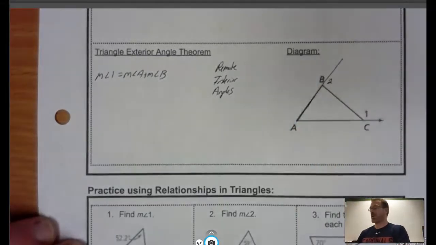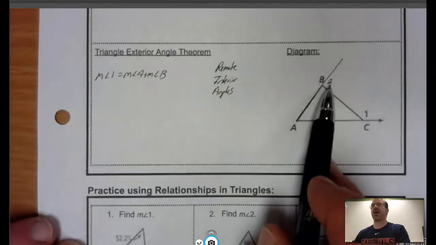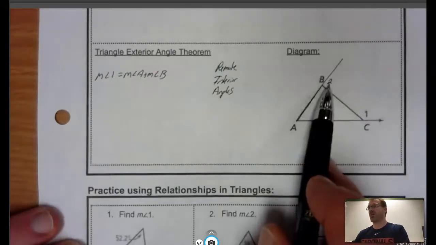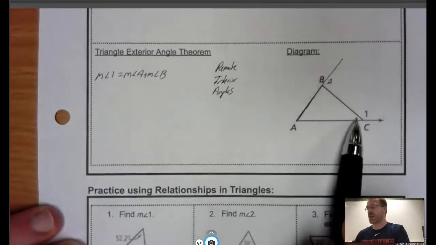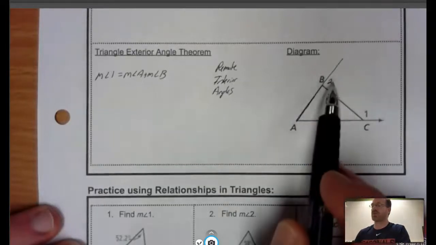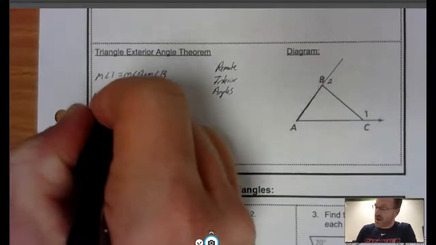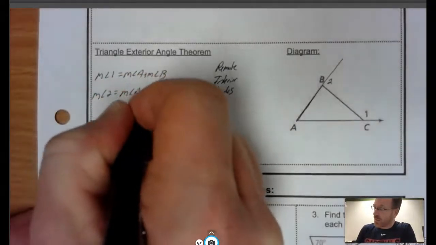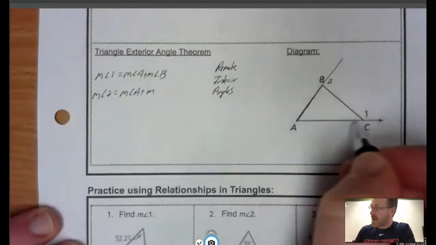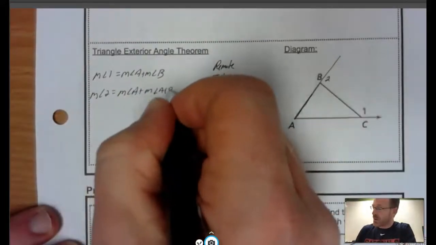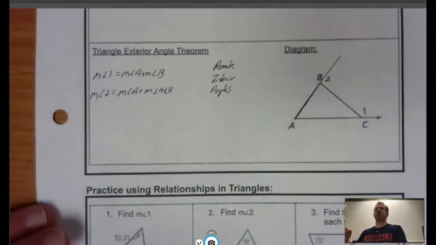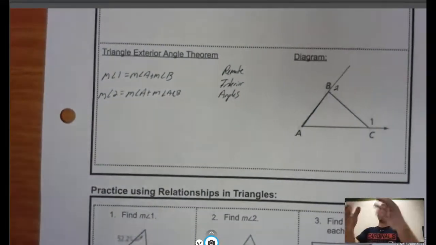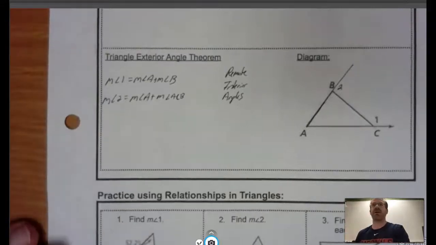All right, so now when we think about this, this is an exterior angle. The remote interior angles for angle 2 would be angle A and then angle ACB on the inside here. So the measure of angle 2 would equal the measure of angle A plus the measure of angle ACB. I have to use ACB here because we have multiple angles at that vertex. Remote means the two angles that do not form the linear pair with that exterior angle.